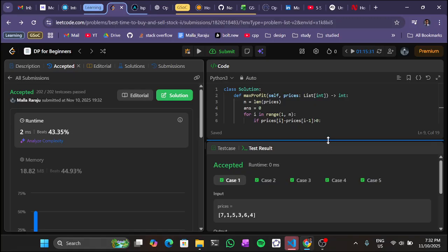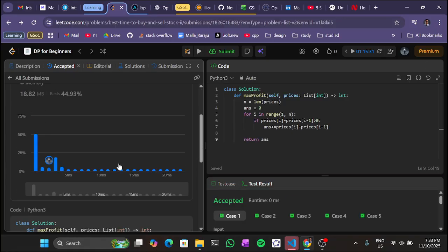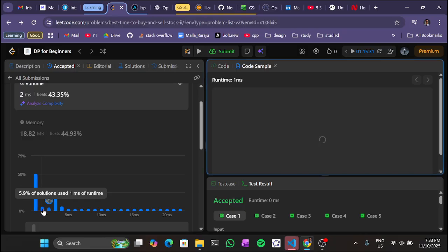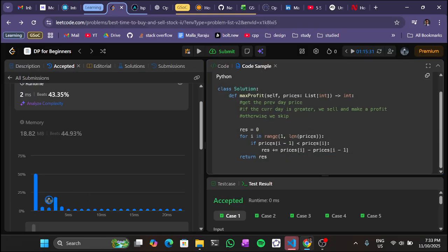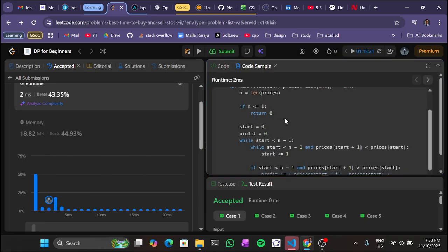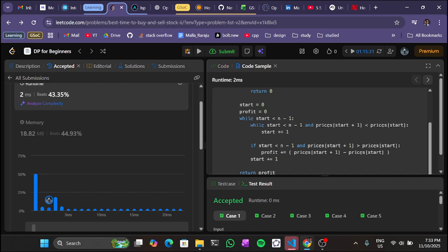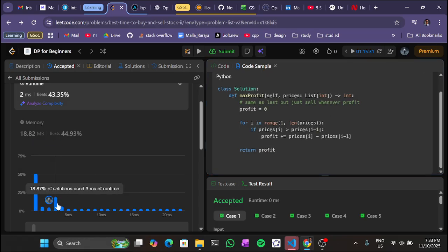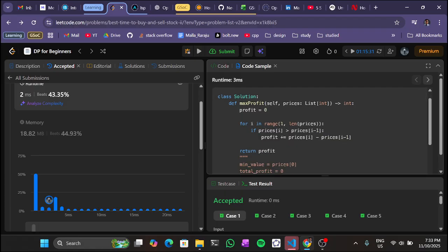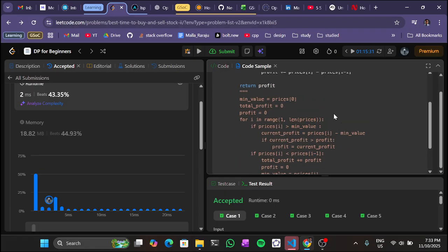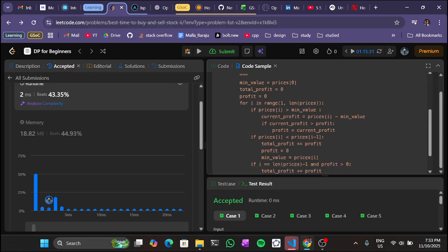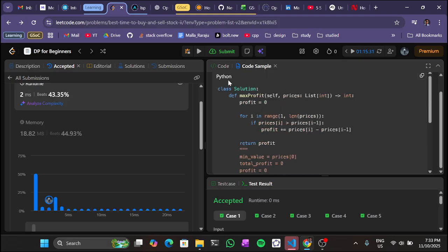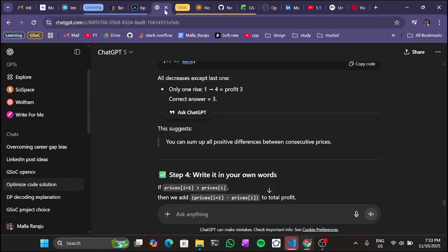Oh, and the DP approach would be, let's see how others did this. Well, this is fine.